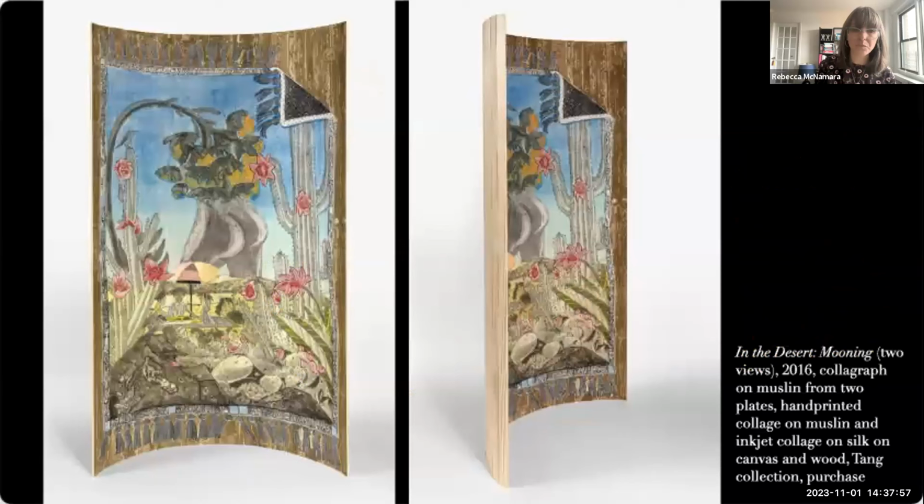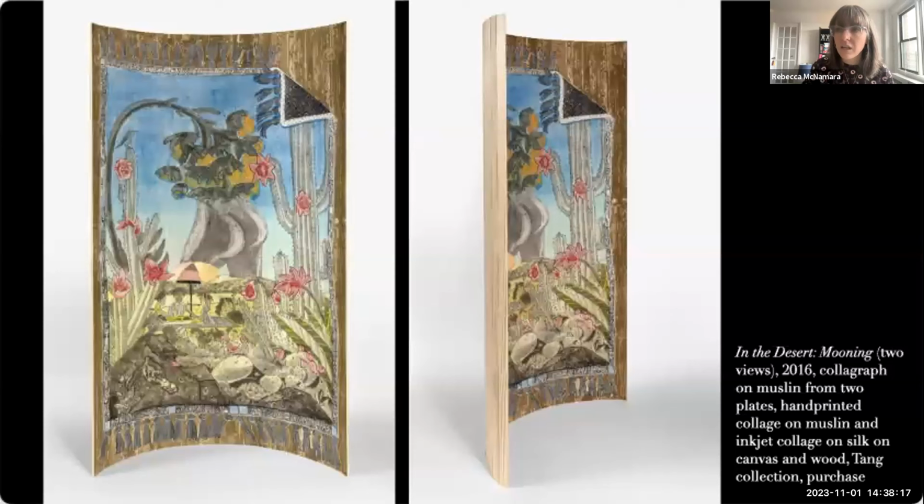In the Desert Mooning is a print from the Tang collection. So this is all a print that's been adhered to these wood slats. And you can see another way in which she showcases these rugs, where they're vertical, freestanding, and become like this sculpture in the round.